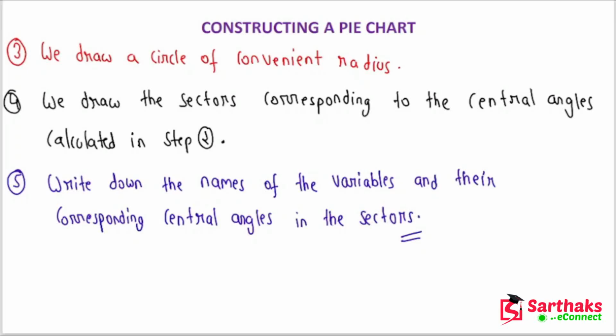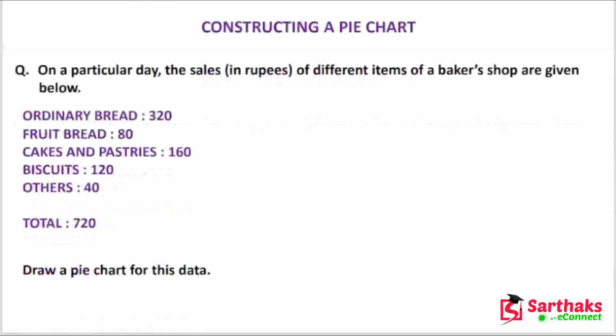Okay, let us take one question. This particular question represents that on a particular day the sales in rupees of different items of a baker's shop are given below. So what is the data point? It is the sales of different items. So data points are actually the commodities, or you can say the products which were sold in a baker's shop on a particular day, and the total earning was.